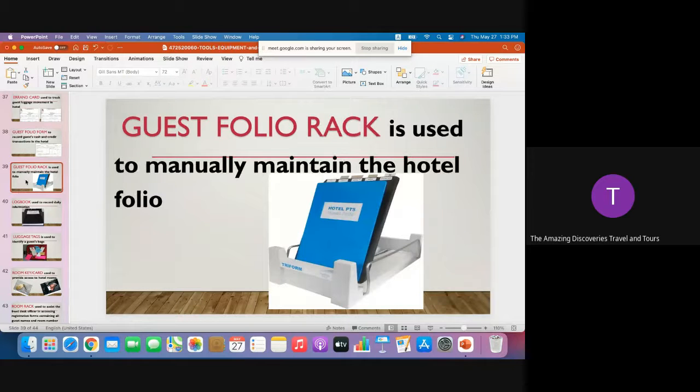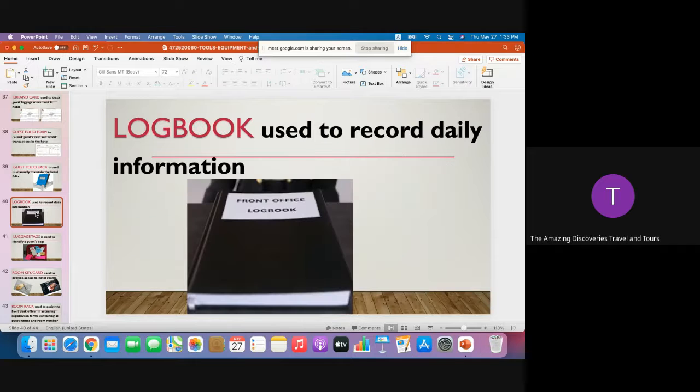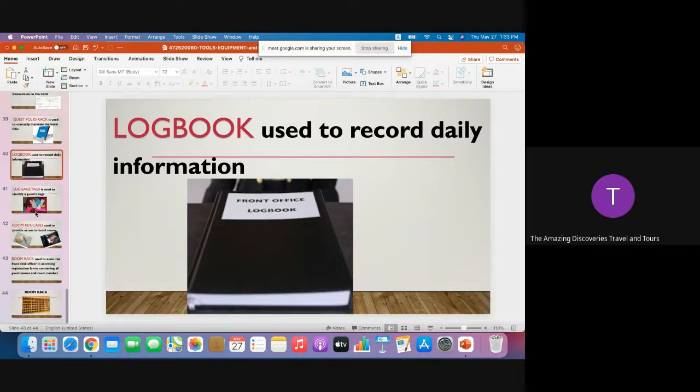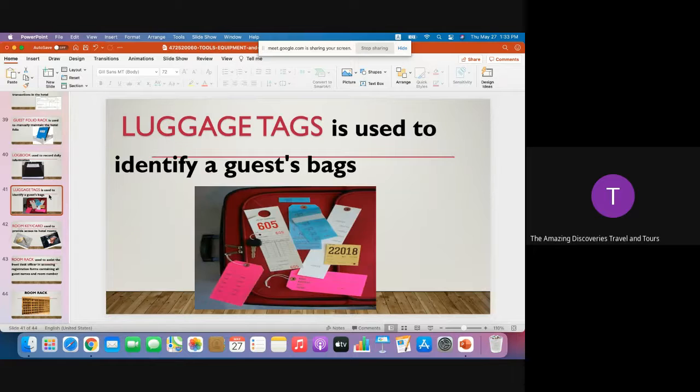Okay, so the guest folio rack is used to manually maintain the hotel folio. But currently, we don't see a physical folio being used because what we use now is online. We have the logbook, usually used by security guards. And then we have the luggage tags, which are still used to label whose luggage it is and which room it goes to.